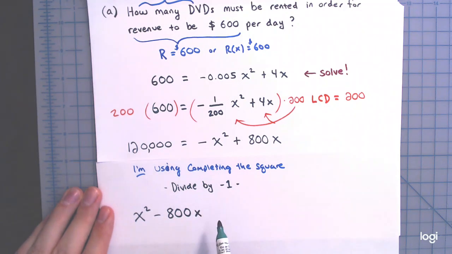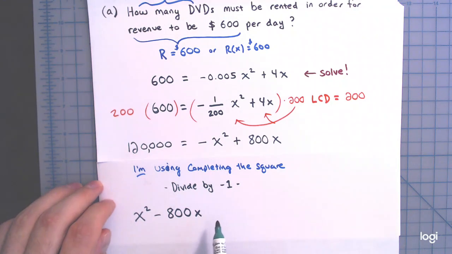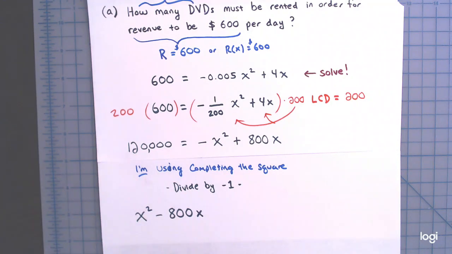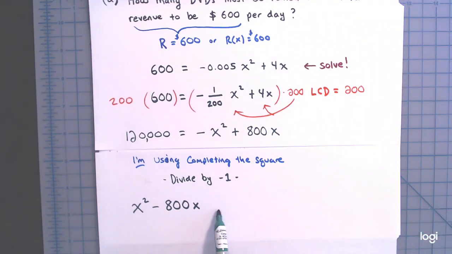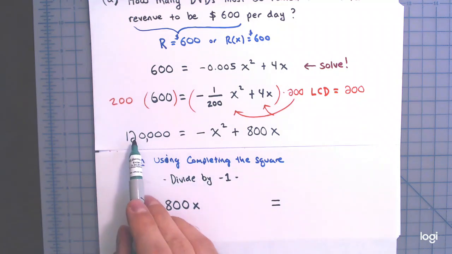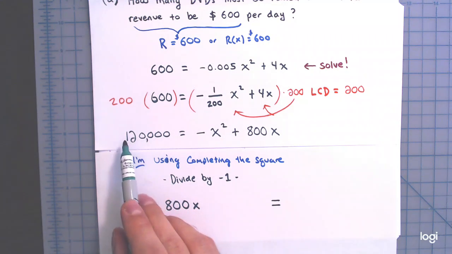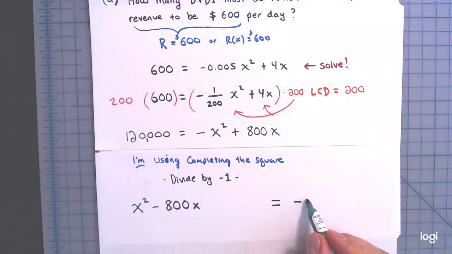Okay. And then what we're going to do is complete the square on this. We're going to add a third term so that there's a perfect square trinomial, 3 terms that can be factored as a perfect square, written as the same factor twice. So I'm going to leave a little space here to add our third term, complete the square, equals, and then the other side, divided by negative 1. So this other side now is negative 120,000.